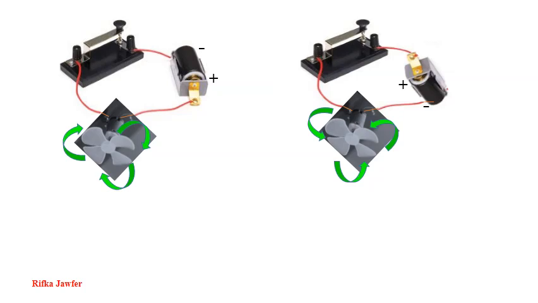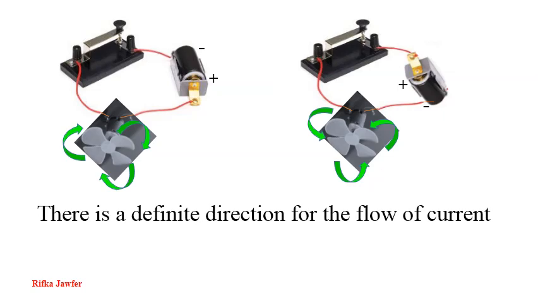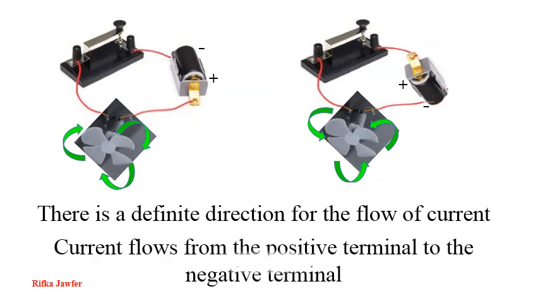You will realize that the direction of rotation of the motor changed because you changed the direction of current flow by changing the positive and negative terminals of the cell. So now it is clear that there is a definite direction for the flow of current, and that direction is from positive terminal to negative terminal of the cell.